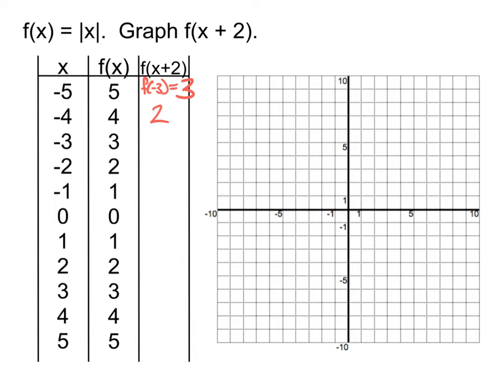I'm going to go to negative 3 next. So I do negative 3 plus 2, which is negative 1. So then I take the negative 1 and I plug it in for x here. The absolute value of negative 1 is 1. Once I've done all of those, then I have a table that I can actually use to start plotting the points.